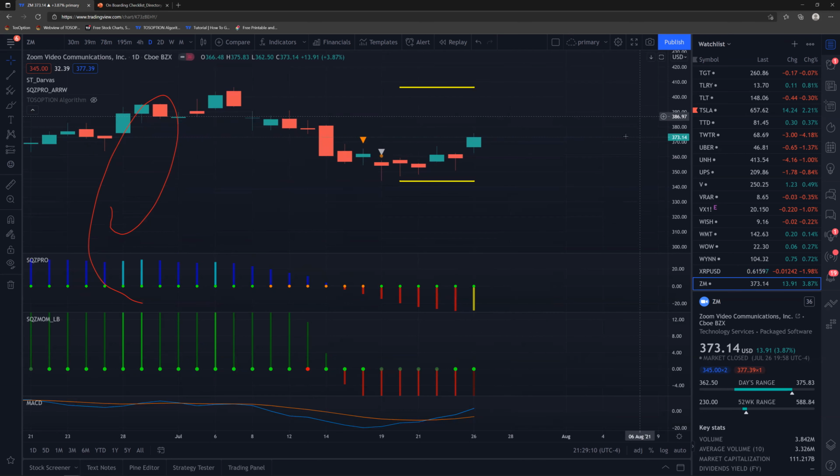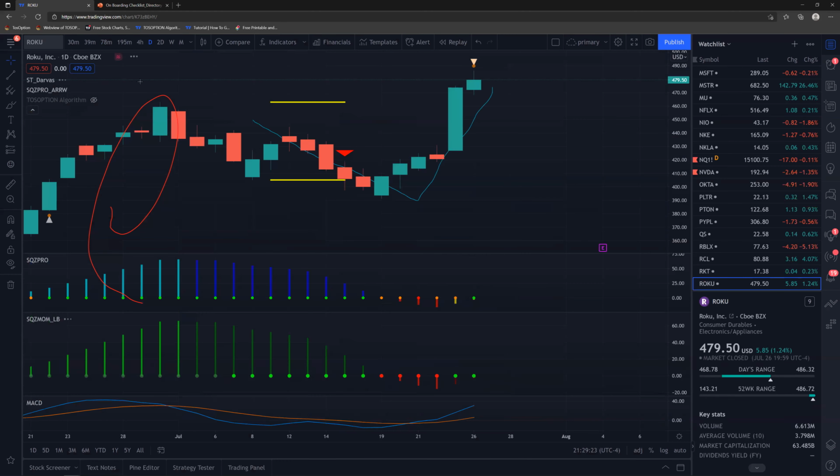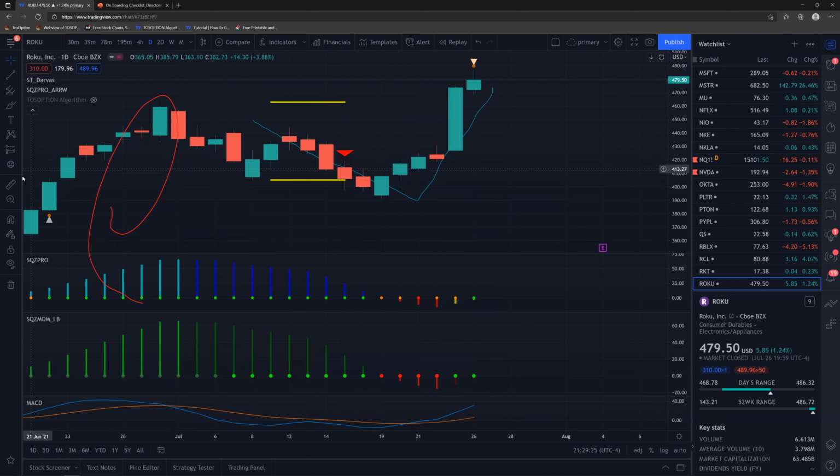So what we can identify here is a kicker. Kickers are very powerful, and I'll show you. This is a kicker on Zoom. However, there's no A6. But if you see the last kicker we were in, which was Roku, see that kicker right there? That's a kicker with an A6.